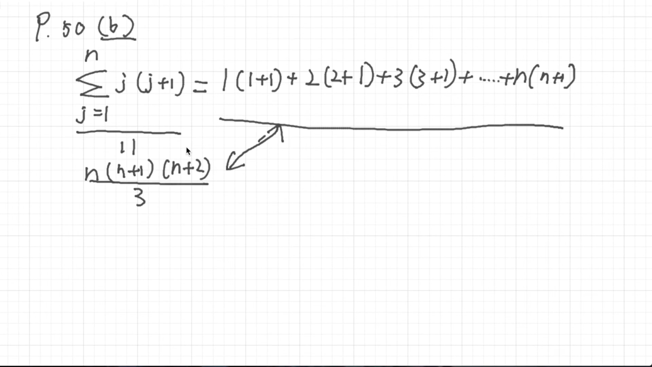And that's what most of these problems are aiming to prove, that this one algebraic formula here, n times n plus 1 times n plus 2 over 3, will be true no matter what your n is. So it would be true if n were 5, or if it were 100, or if it were infinitely large.